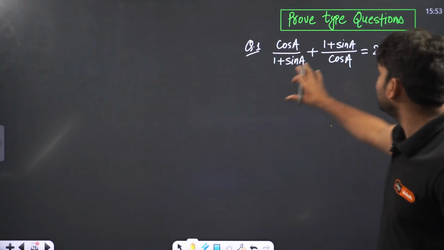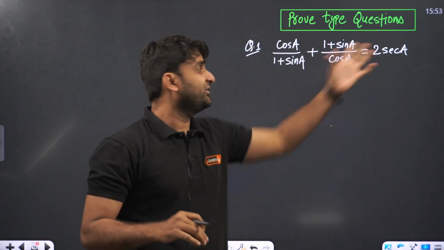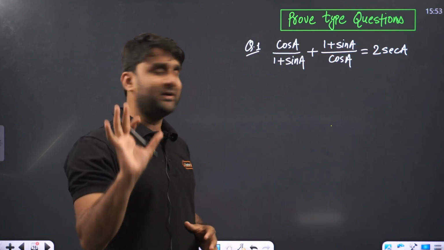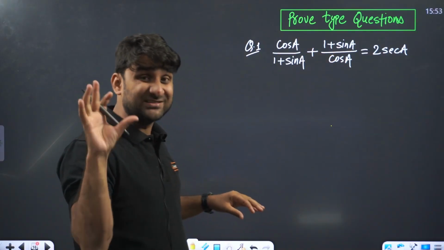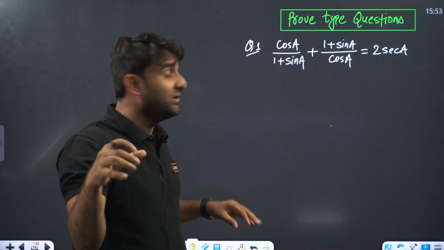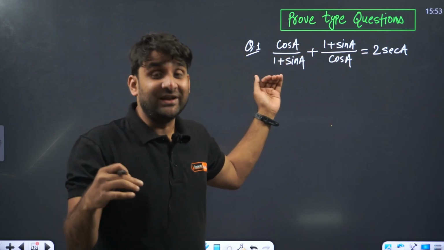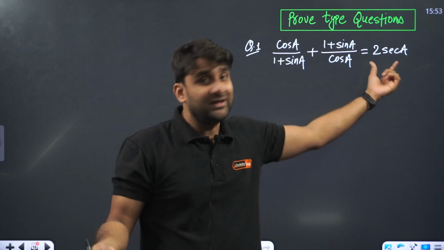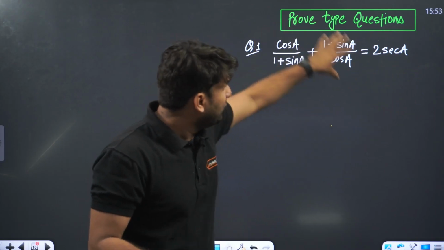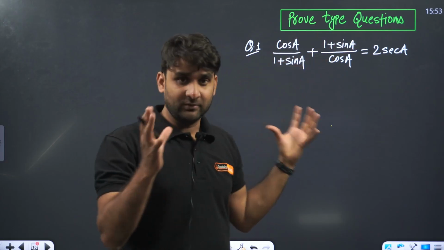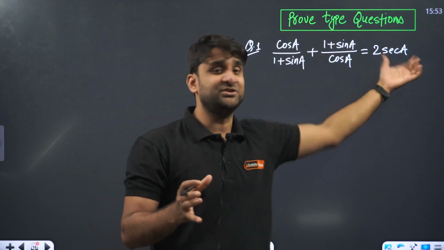Okay, so question number 1 is cos A by 1 plus sin A plus 1 plus sin A by cos A is equal to 2 sec A. So, my dear champion, in proof type questions, always try to select which side you need to operate, whether it is RHS or LHS. See, this is already a small format, so we can't operate with 2 sec A. But if you look at LHS, it is a very big, very broad format. So we can operate with LHS and convert this LHS into RHS format.